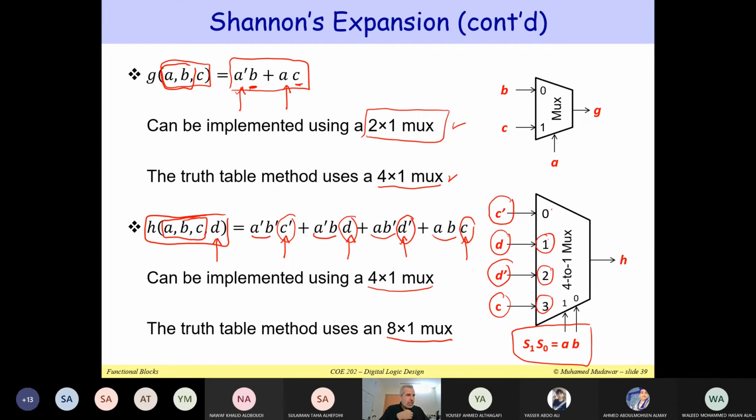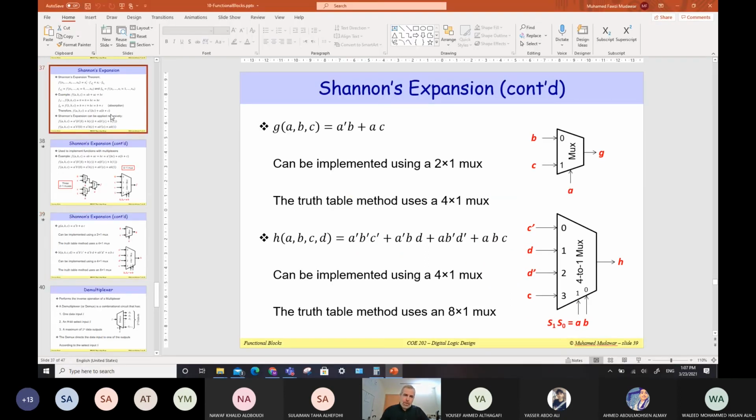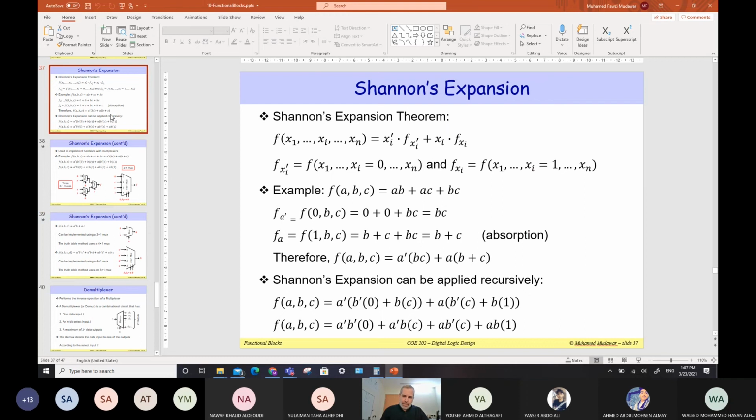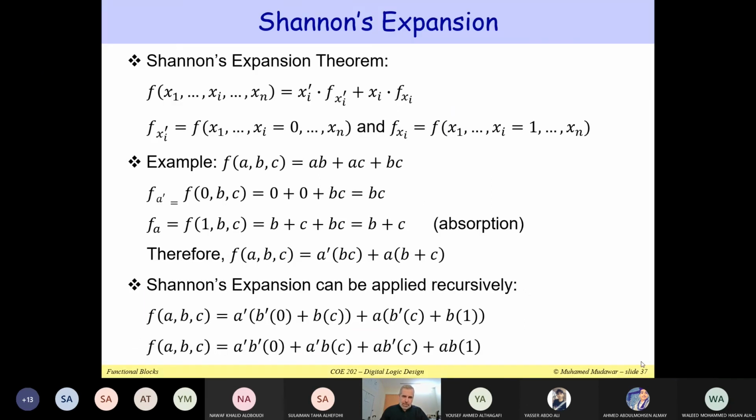Right. So let me go back to a previous slide. Let me discard this. Let me go back here to the basic idea of Shannon expansion. In my last lecture, I stopped at this slide, and I talked about the basic idea of Shannon expansion. So the basic idea is like this.